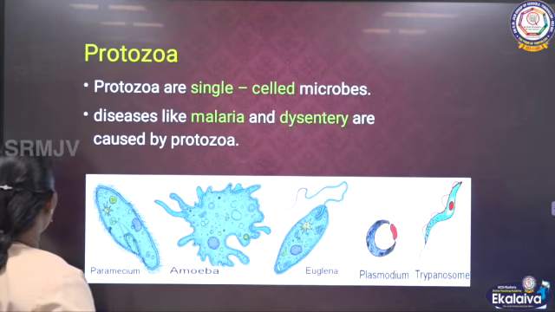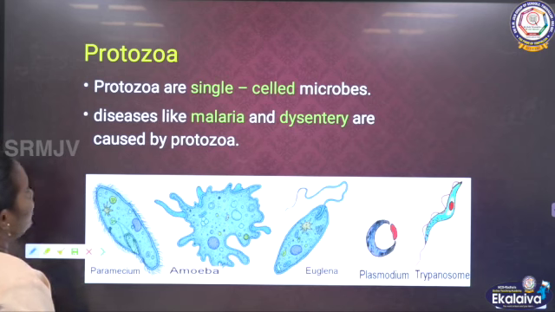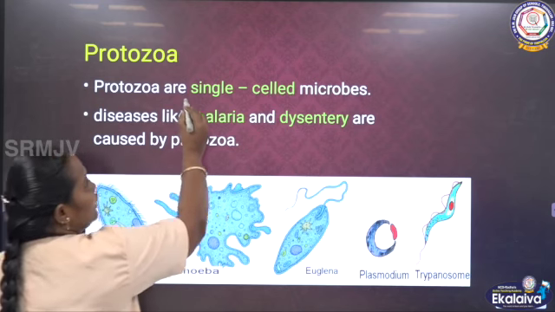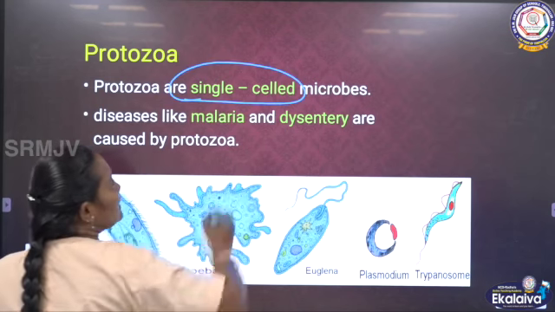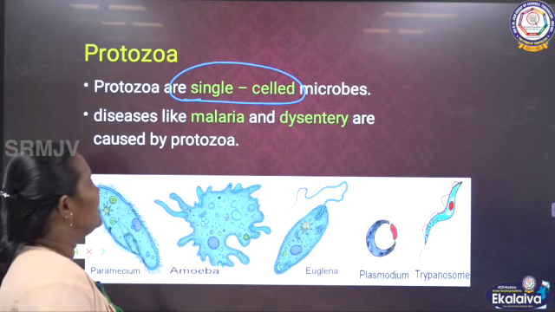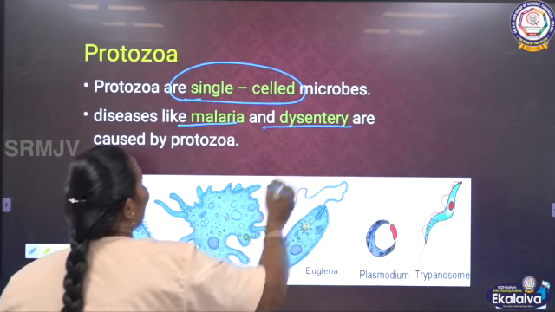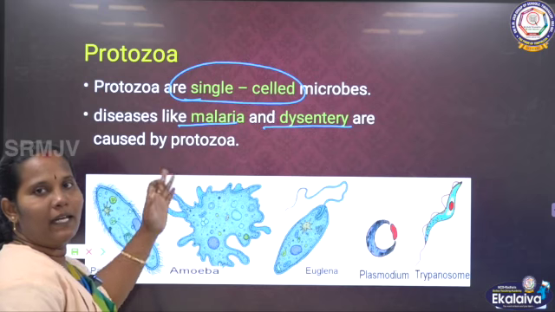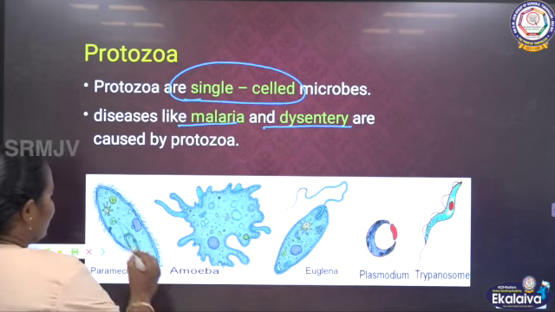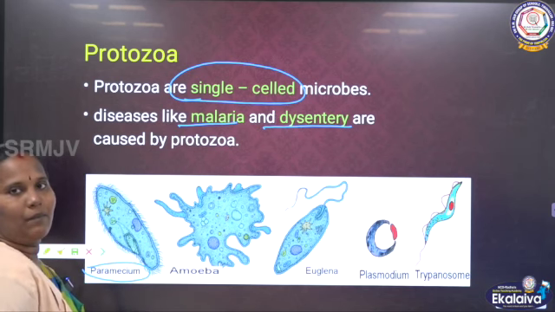Next is protozoa. Protozoa are also microorganisms. I told you bacteria are single-celled, and protozoa are also single-celled microorganisms. They cause diseases like malaria and dysentery. We can give many examples of protozoa. One is Paramecium. This is the structure of Paramecium, a single-celled protozoan.